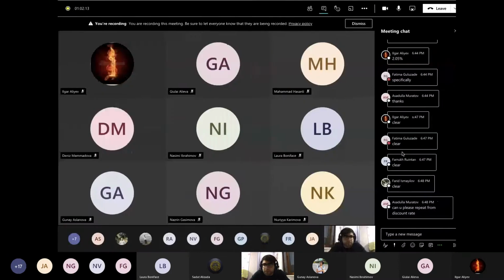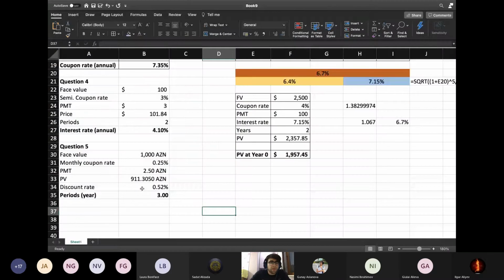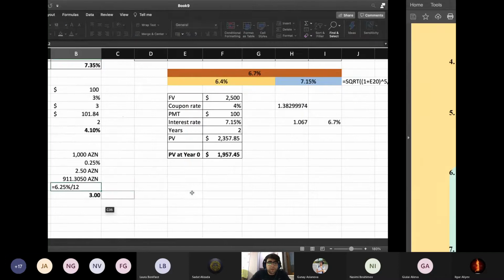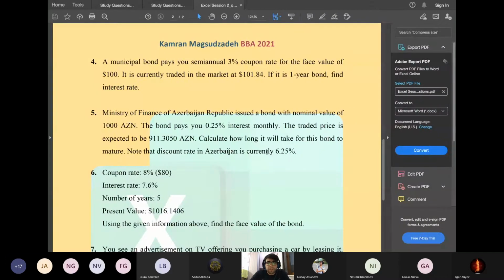Yes, I can repeat. Who is that? Asadullah. Look, in the question, discount rate is currently 6.25%, which is an annual discount rate. It is per annum. So therefore, we have to divide 6.25% by 12, the number of months in a year.